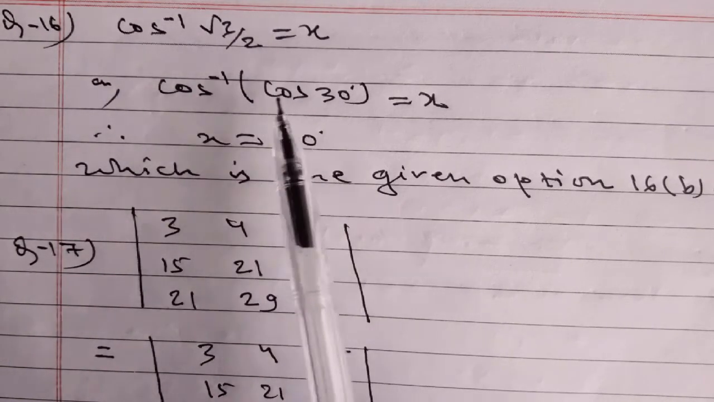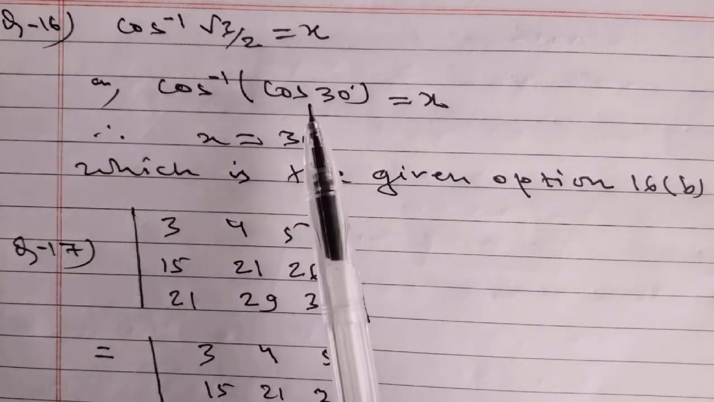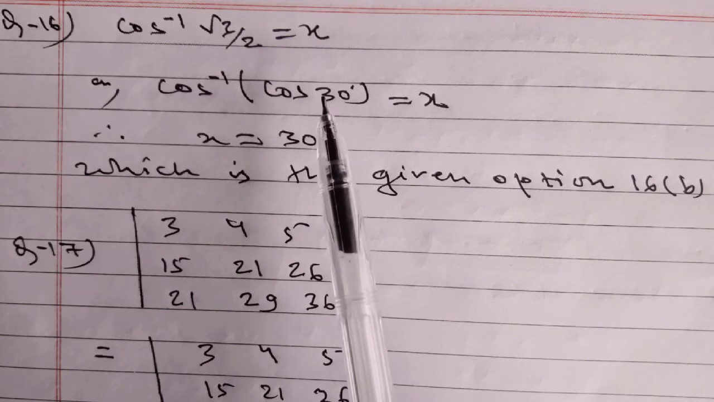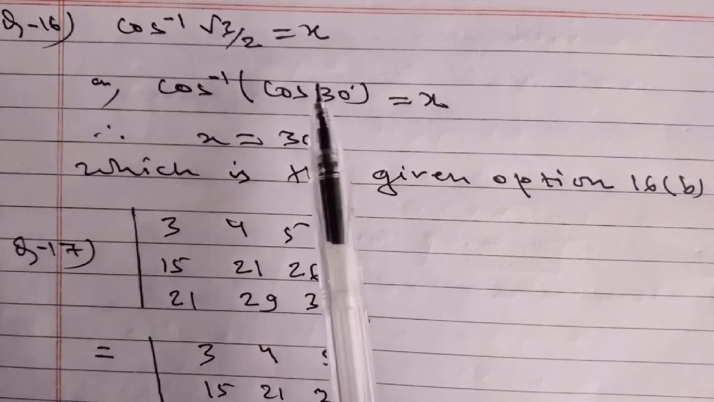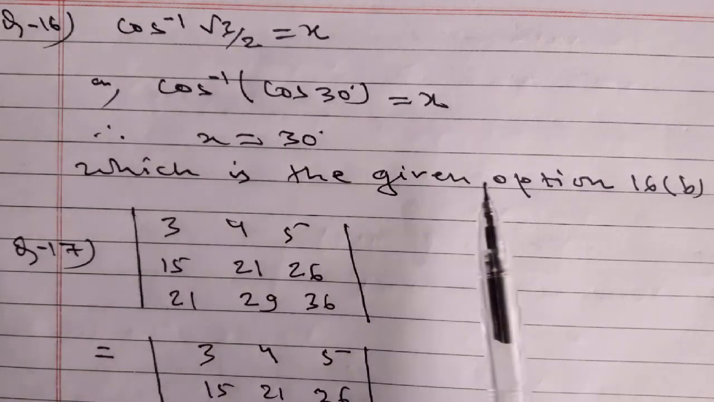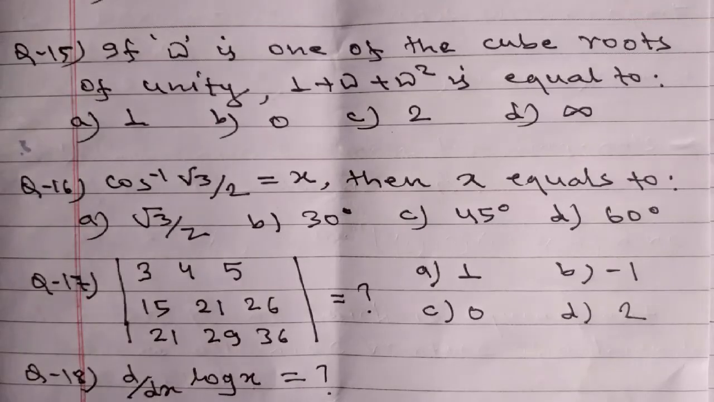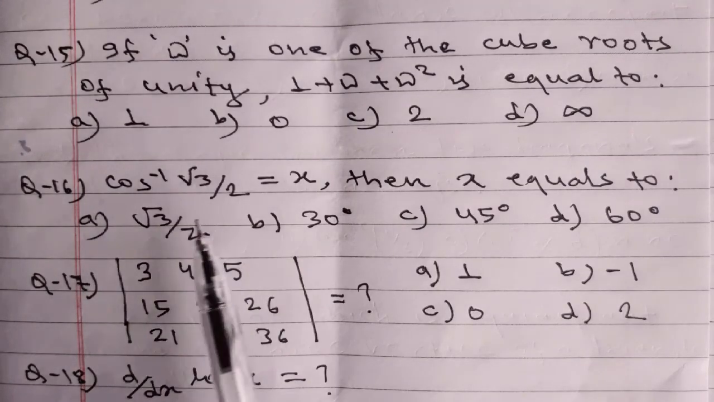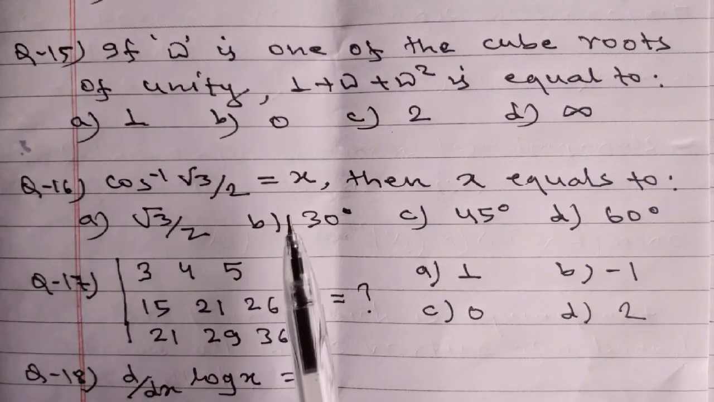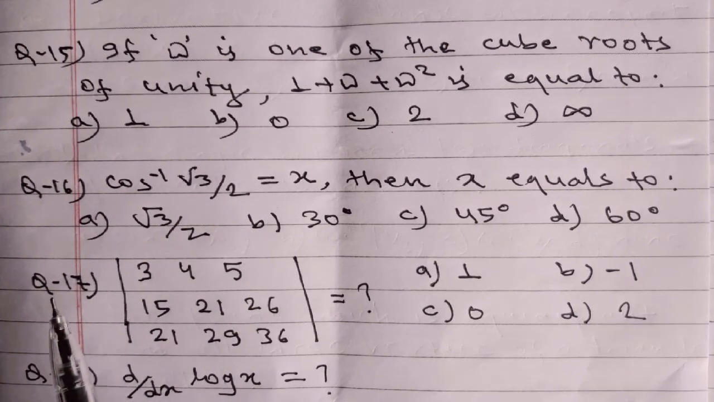Now cos and cos inverse, they will cancel and we get the value of x is equal to 30 degree. Because cos inverse cos x is equal to x. That means cos and cos inverse are inverse of each other. So the value of x we get is 30 degree, which is the given option 16b. So this is the right option and we have to circle it. Now let's go to question number 17.